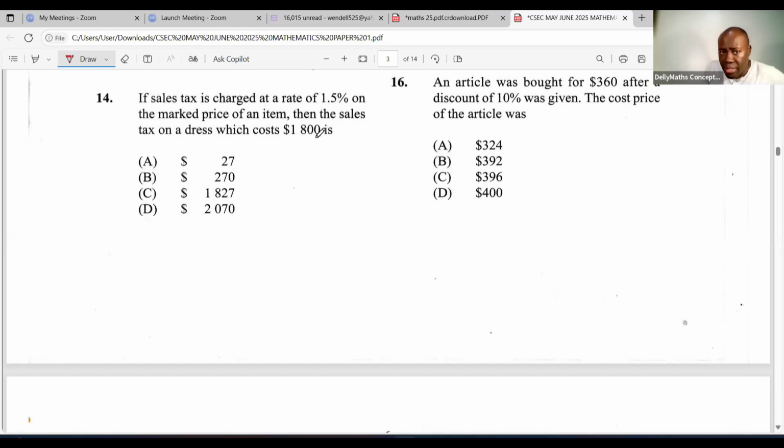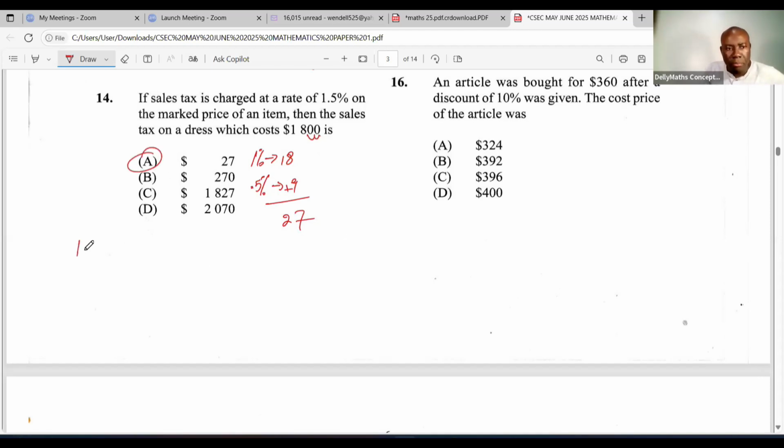1% of 1,800 is 18. So this is 1%. Half a percent is 9. Together, the answer is 27. That's the easiest way to go about it.